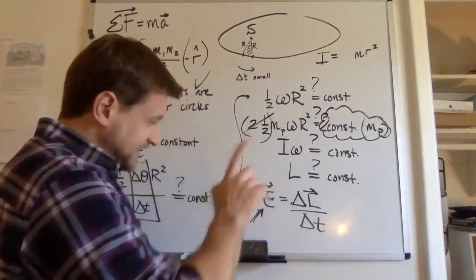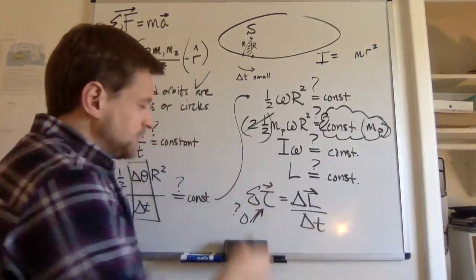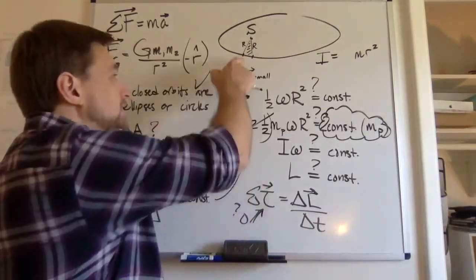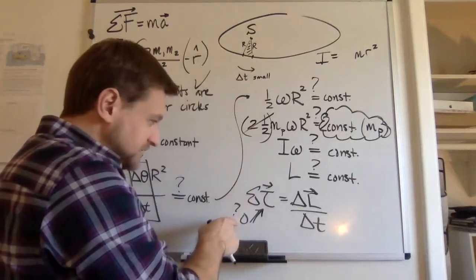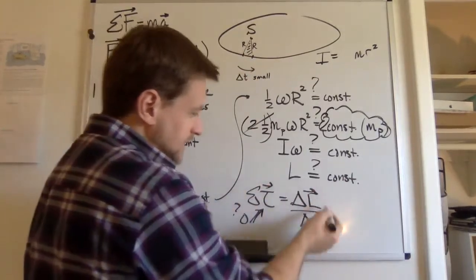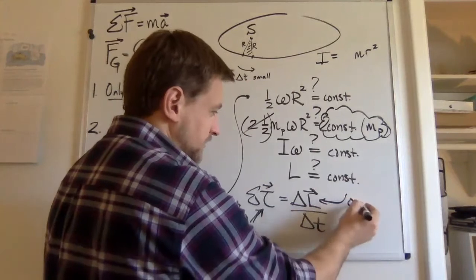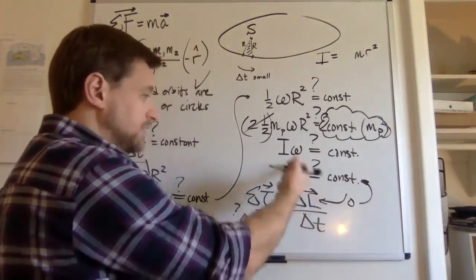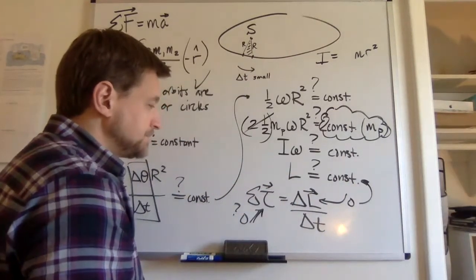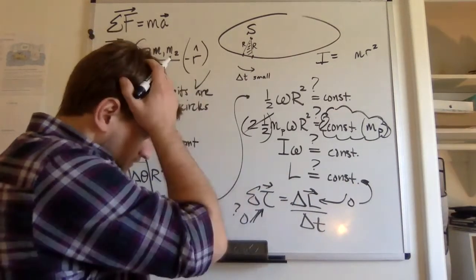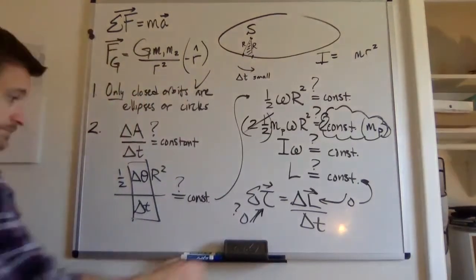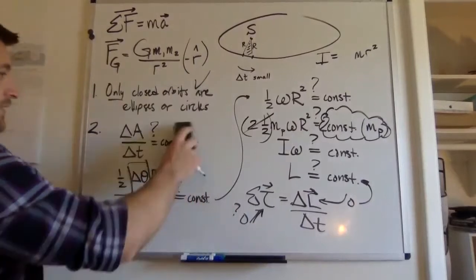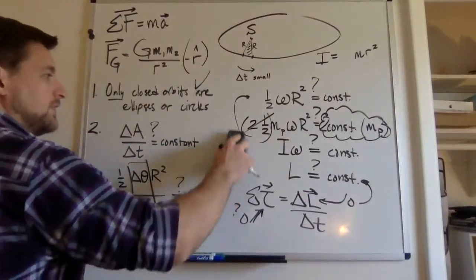So I don't know why this helps, but if we can show that the net torque on the planet is 0, then this is equal to 0, and then this statement is true, because if delta L is 0, then L can't have changed. Okay. I gotta come back around to this side so I can finish the story. Erase that.